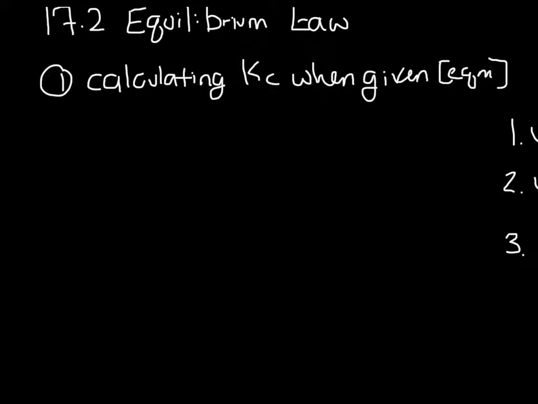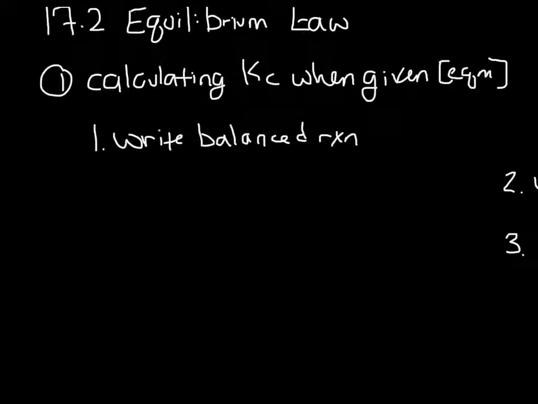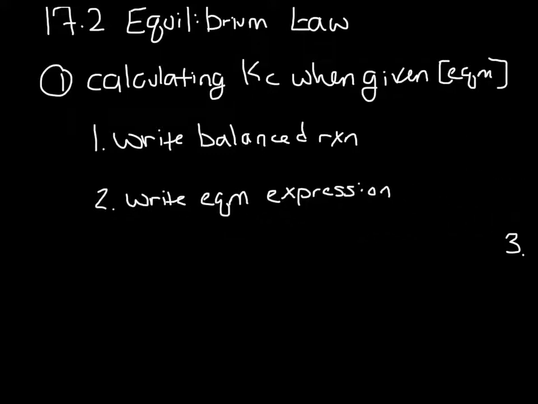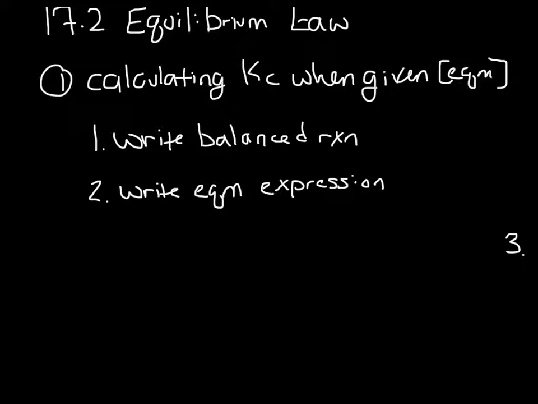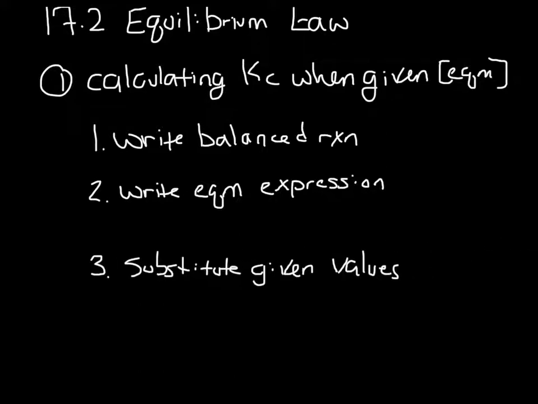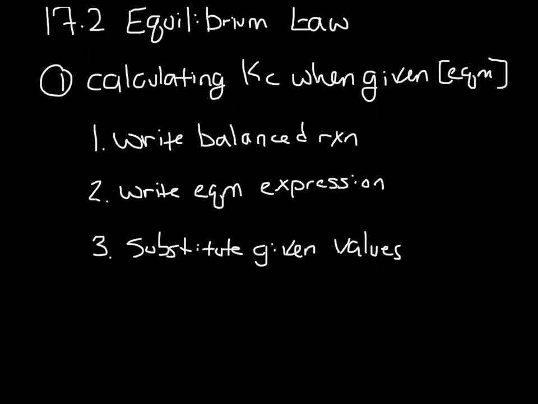We are going to be looking at 4 different types of calculations that we can use. The first one is calculating Kc when you're given the equilibrium concentrations. The first step you want to do is write down the balanced reaction because we need that stoichiometric reaction in order to get the coefficients for the products and reactants. Step 2, write the appropriate equilibrium expression. Step 3, substitute all the given values into the math problem and solve.